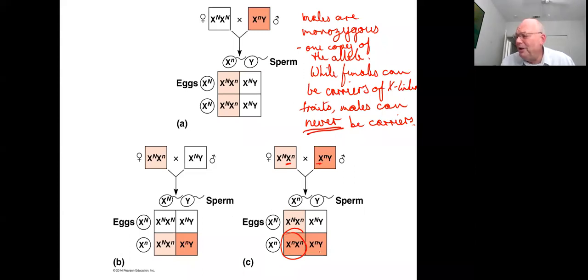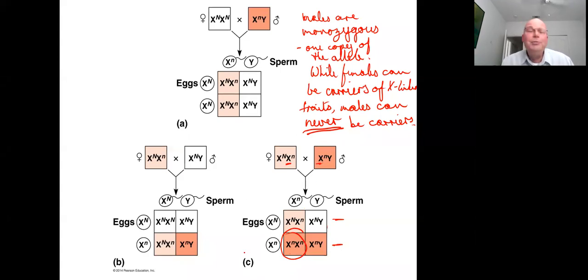I never asked her whether she had any brothers who were red-green colorblind, but the chances were 50-50 if she did have brothers that they would also be colorblind, because you can see here, half the male offspring are normal, half the male offspring are colorblind. And then the other 50% of the female offspring are carriers, because they get the X big N from their mother, they get the X little n from their father.